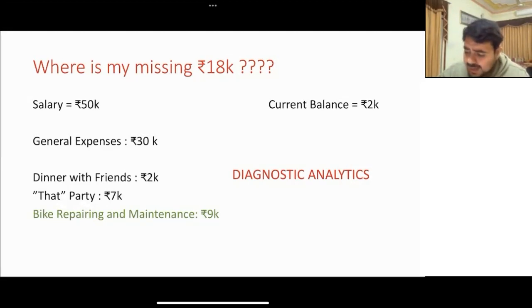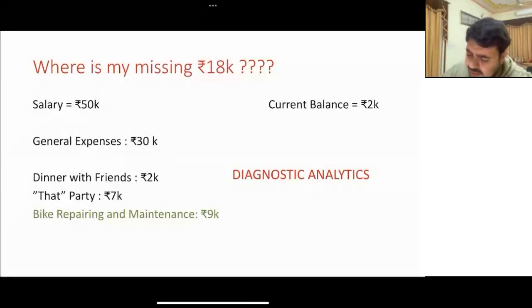Now, I know we figured out why the salary is missing. But we can't really be in this manner throughout the month. 2K at the 25th is not really a great situation to be in.